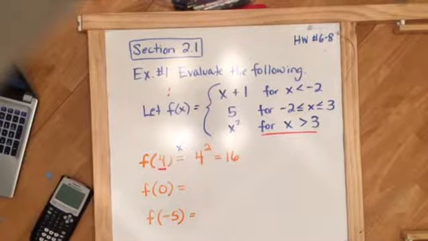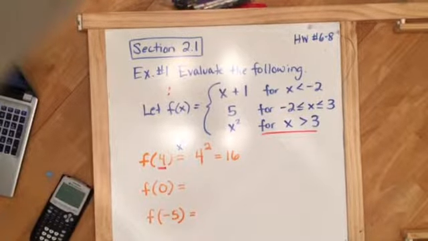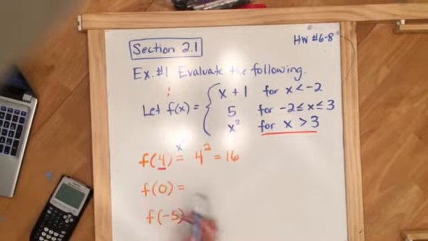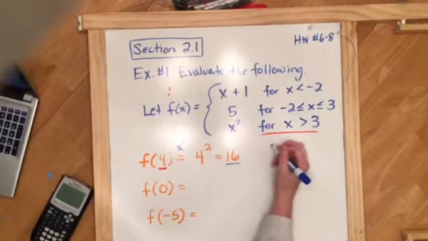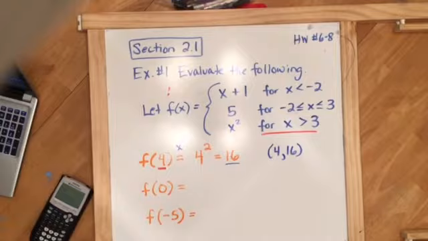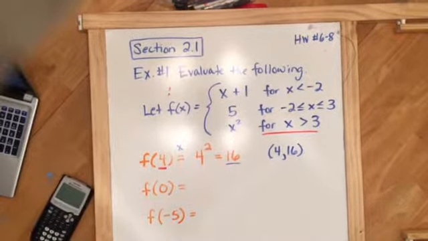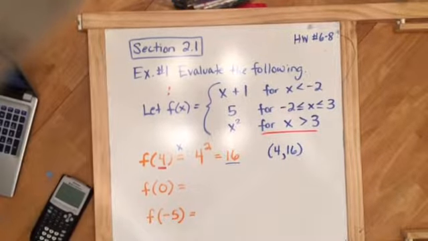I'm going to write that as an input-output because we're going to use this later when we look at a picture of this and we graph it. So the input is 4, the output is 16. So I have a coordinate point of 4, 16. And I have another little board that I'm going to mark that on for later. Okay, we're going to use that later, 4, 16.